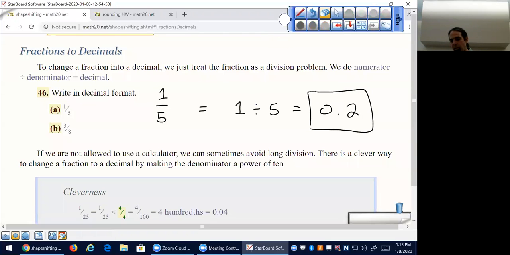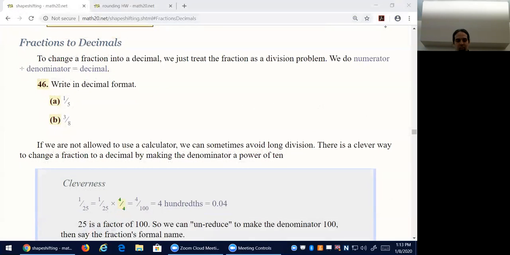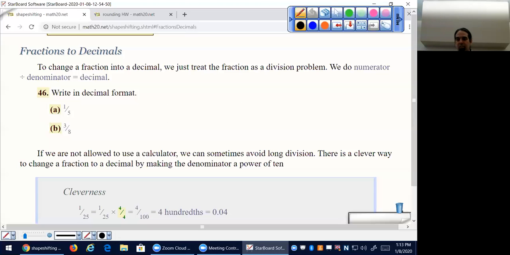Will I actually write out the 1 divided by 5 in the middle? No, but I'm lecturing, so I'm writing too much. If we have 3/8, I'll do 3 divided by 8, whatever that's going to be. So, whoops, wrong way.